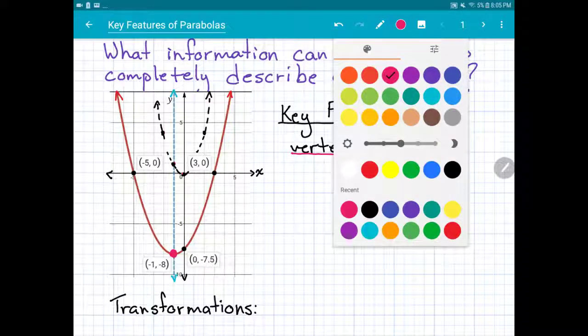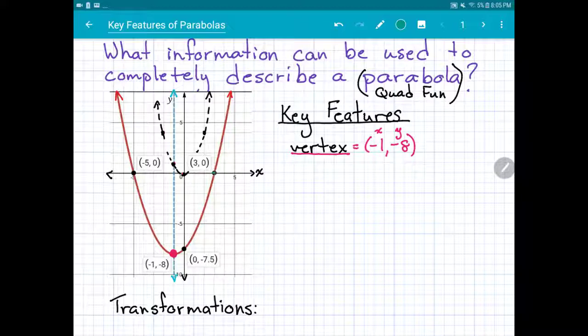Remembering that the x value and the y value go in alphabetical order when you talk about a point. The next thing we could talk about, let's make this a nice green color, is the x-intercepts. In this case, there are two x-intercepts, and they are equal to -5 and 3. Remembering that the first value is what we're interested in for both of these because we're talking about the x values. Another thing that might be of interest, and let's use this purple color, is the y-intercept. The y-intercept, where it crosses the y-axis, is equal to -7.5.